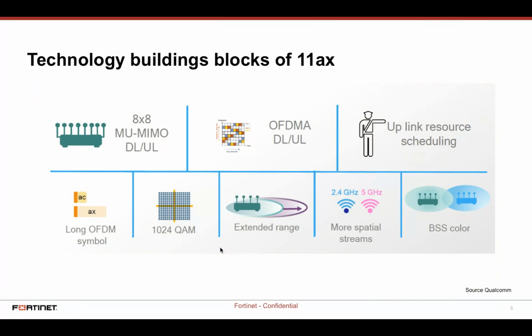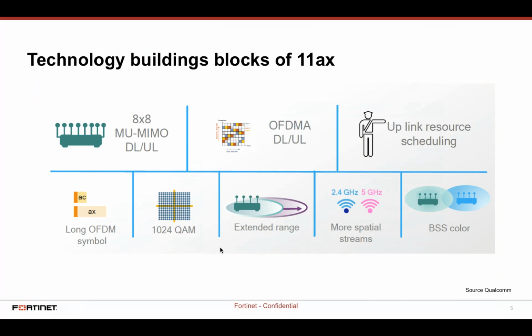All right, so let's look at the key technology building blocks towards 802.11ax, and what enhancements have been done. It's mainly support for 8x8 MIMO with downlink and uplink, then OFDMA support on downlink and uplink. It also enables link resource scheduling. When it comes to modulation, 802.11ax supports 1024 QAM modulation and extended range, along with support on both 2.4 and 5 gigahertz with more spatial streams, and it also allows BSS color coding.